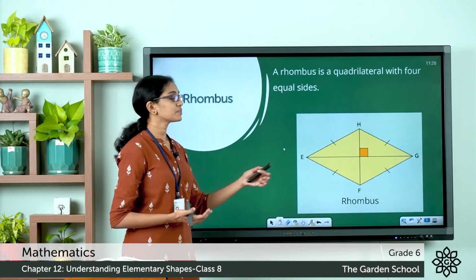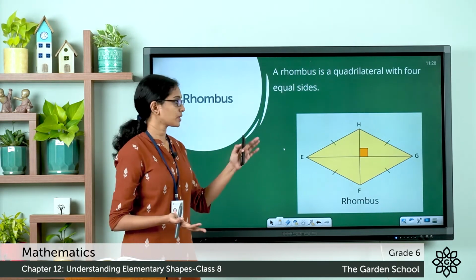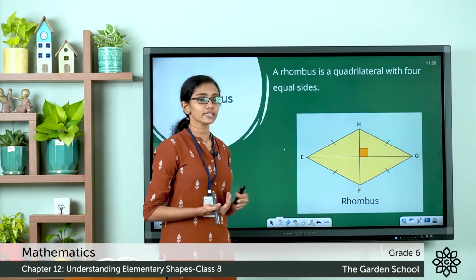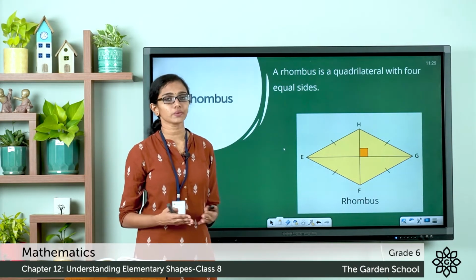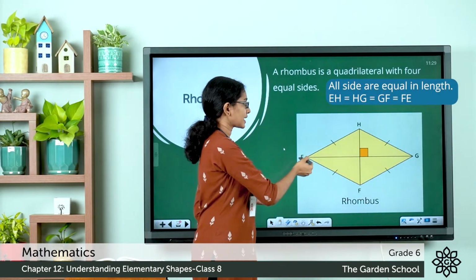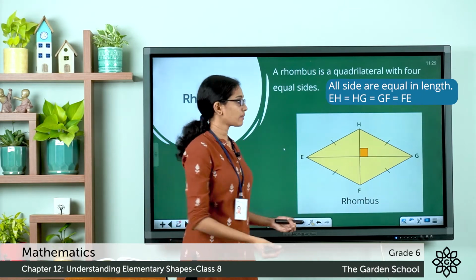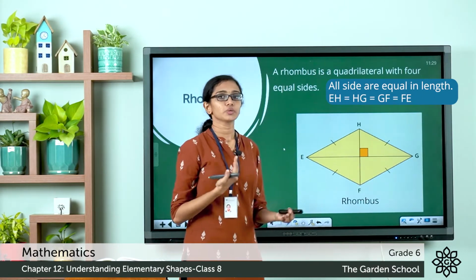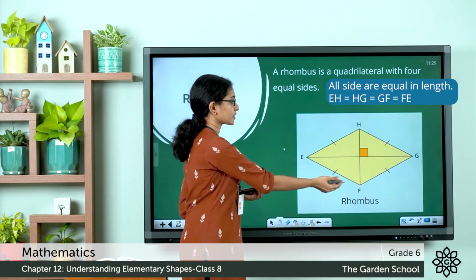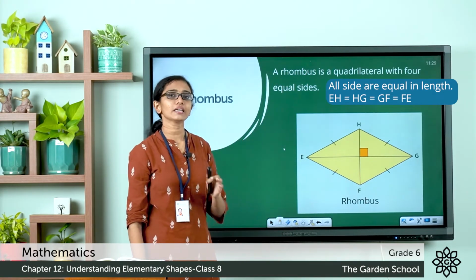This is called a rhombus. So here you have a rhombus, which is a quadrilateral which has got 4 sides. You can see all the sides are equal in length. See, the symbols match, which means the length of EH is the same as length of HG, which is the same as length of GF, which is the same as length of EF. So the 4 sides are equal in length.